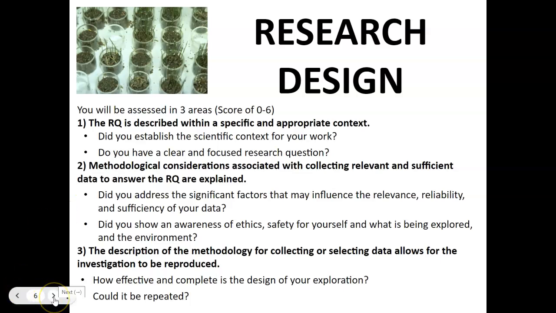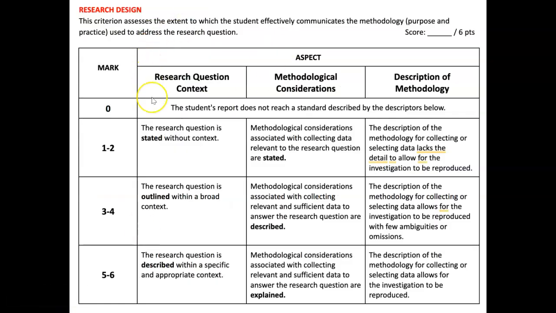So let's look at it from a rubric perspective. This is the IB rubric. So you're only looking here at the research design section of the rubric. There is a place here for you to put your total score out of 6 that you got for this section. Remember, there's going to be 4 sections on the lab report. This is one of them. Here are the 3 aspects I just talked about, and then descriptions of each aspect are underneath of them.